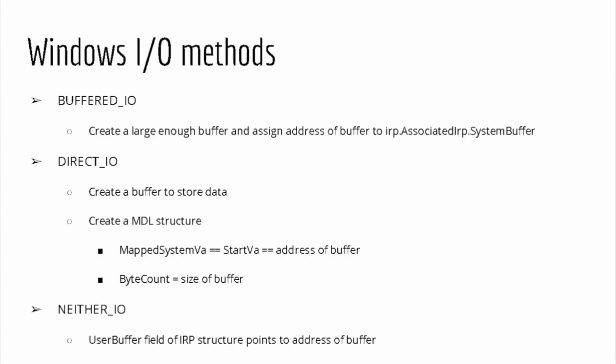There are three methods to communicate with a driver. The first method is buffered I/O. I create a large enough buffer and assign a pointer to this buffer to the IRP system buffer. The second method is direct I/O. I create a buffer to store data and create an MDL structure for this buffer. And the last one, neither I/O. I just set the user buffer field of the IRP structure to point to the address of this buffer.